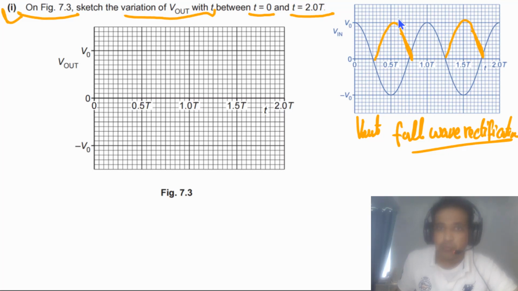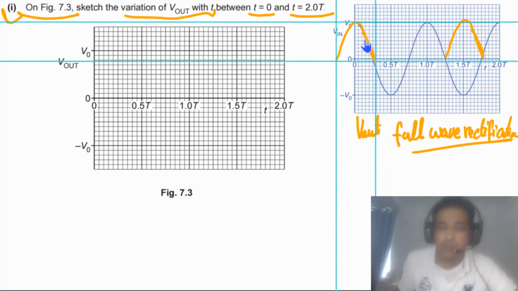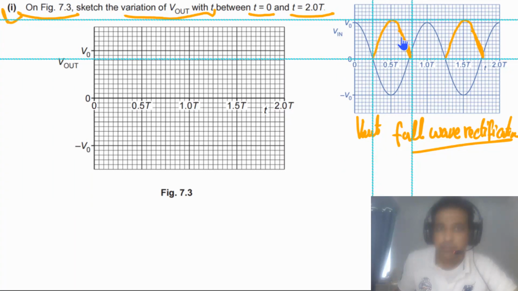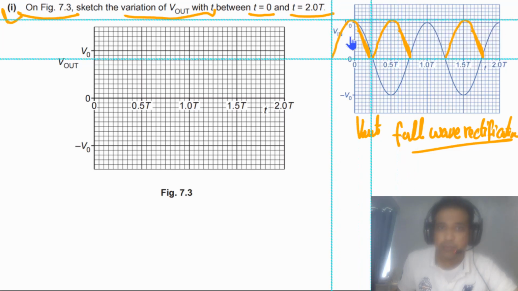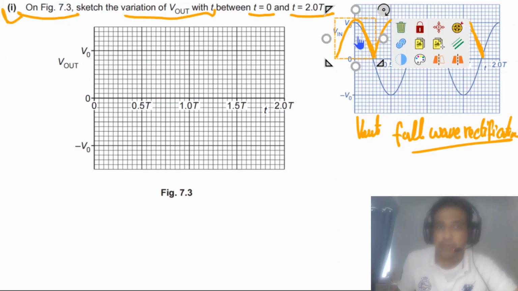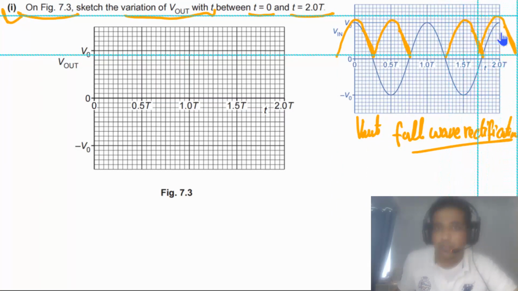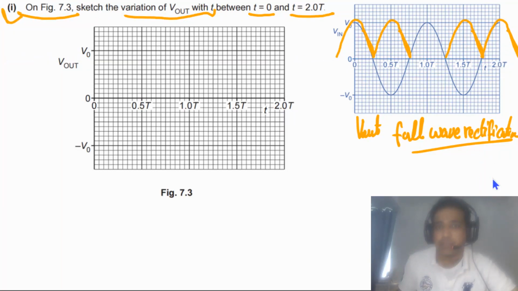If we want to move further, we can again move this one to here. We can place this one here first of all, and move this one here as well. And we can also move to this point here. So this is how we need to draw the full wave rectified signal.